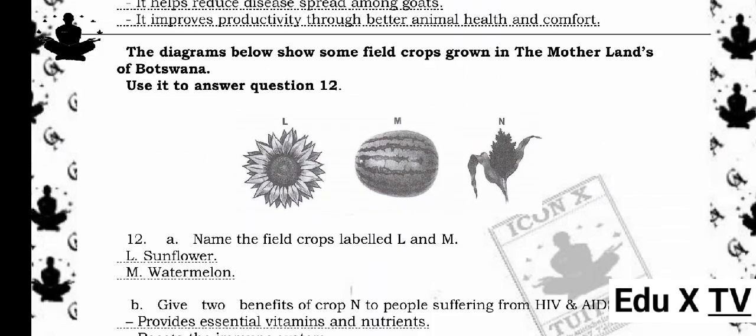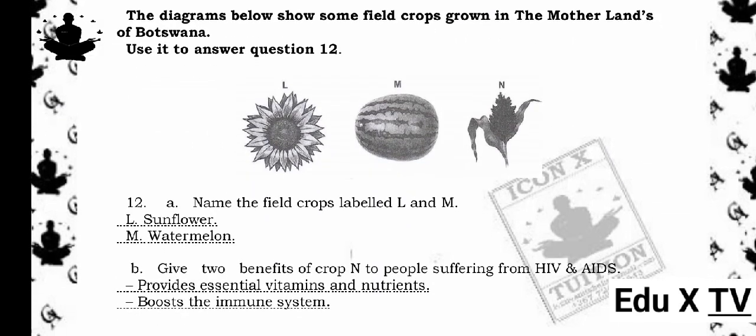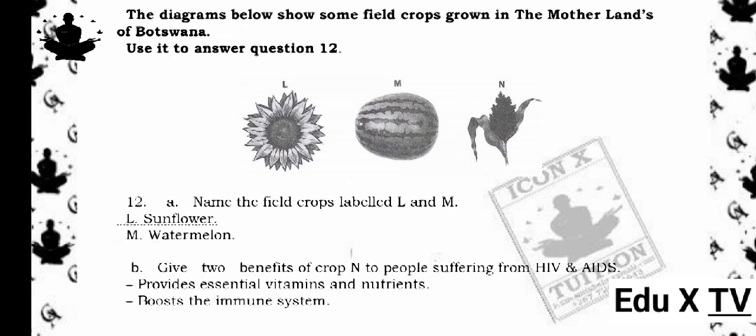The diagrams below show some field crops grown in the lands of Botswana. Use it to answer question 12. 12. A. Name the field crops labeled L and M. L. Sunflower. M. Watermelon. B. Give 2 benefits of crop N to people suffering from HIV and AIDS. Provides essential vitamins and nutrients. Boosts the immune system.